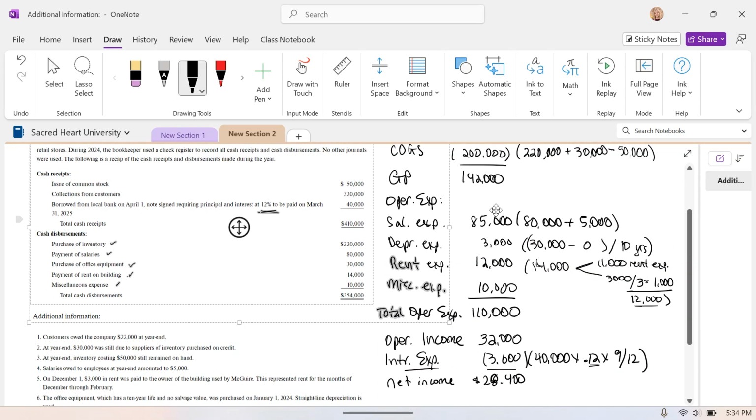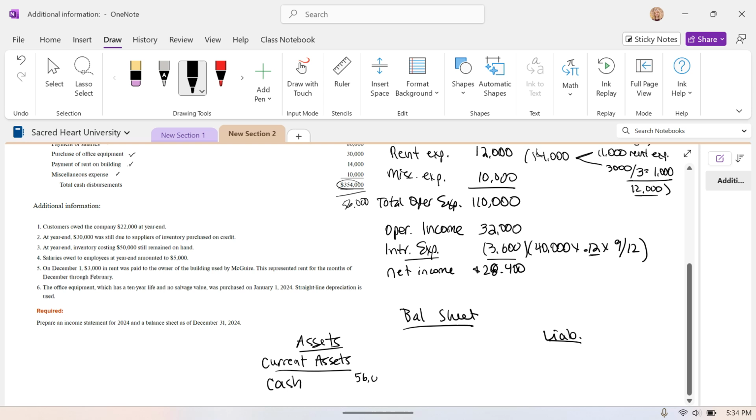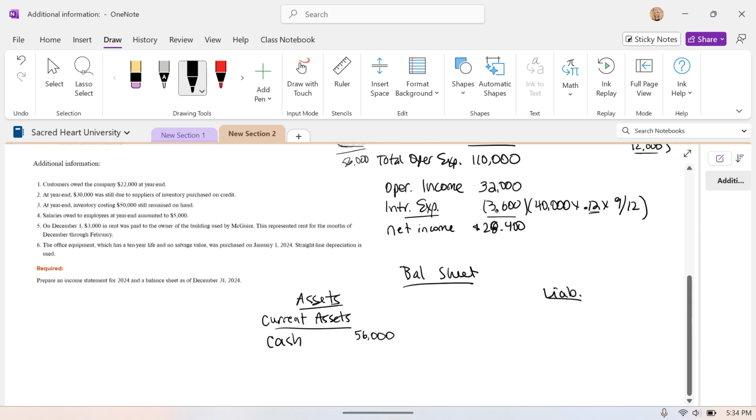We received 410,000 in cash, and we paid out 354,000. So our difference in cash is 410 minus 354, or 56,000. We have receivables. We know we used them when we calculated our revenue. Said in item 1, customers still owe the company 22,000. We have inventory. We were given that information in item 3. Inventory costing 50,000 is still on hand.